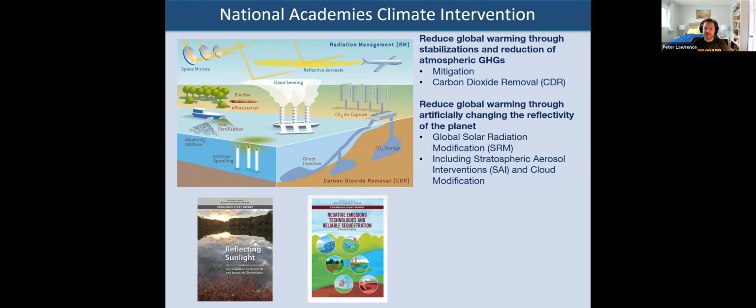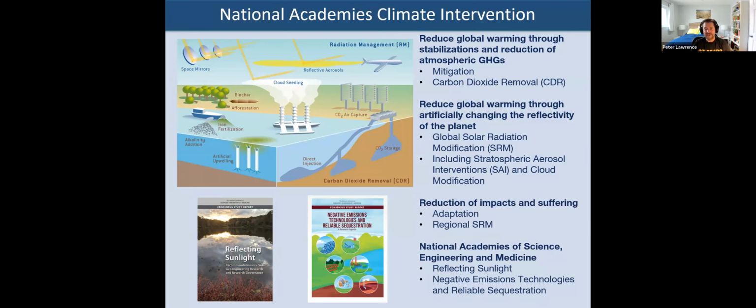We can also look at reducing warming through artificially changing the reflectivity of the planet. So this is where we're talking about putting stratospheric aerosols, such as sulfates, in the stratosphere, or seeding clouds there. As you can see here, with this depiction of a boat putting salt particles into the stratocumulus decks over the low ocean clouds.